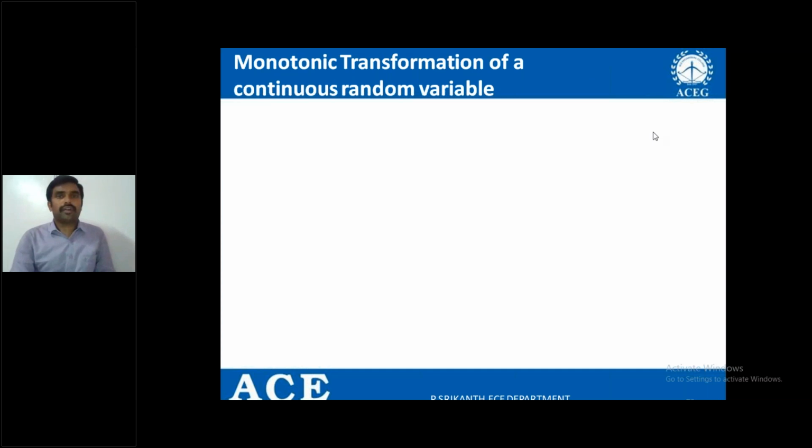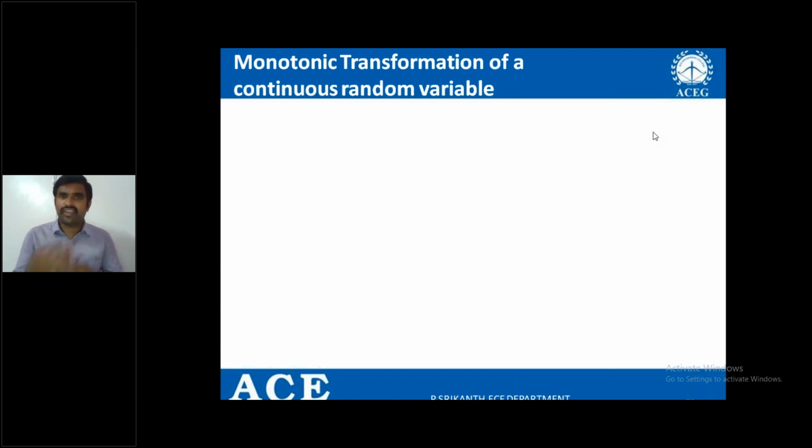Dear students, in the last session, we discussed characteristic functions and the moment generating function, which can generate the moments. And also, we have started with transformation of random variables.